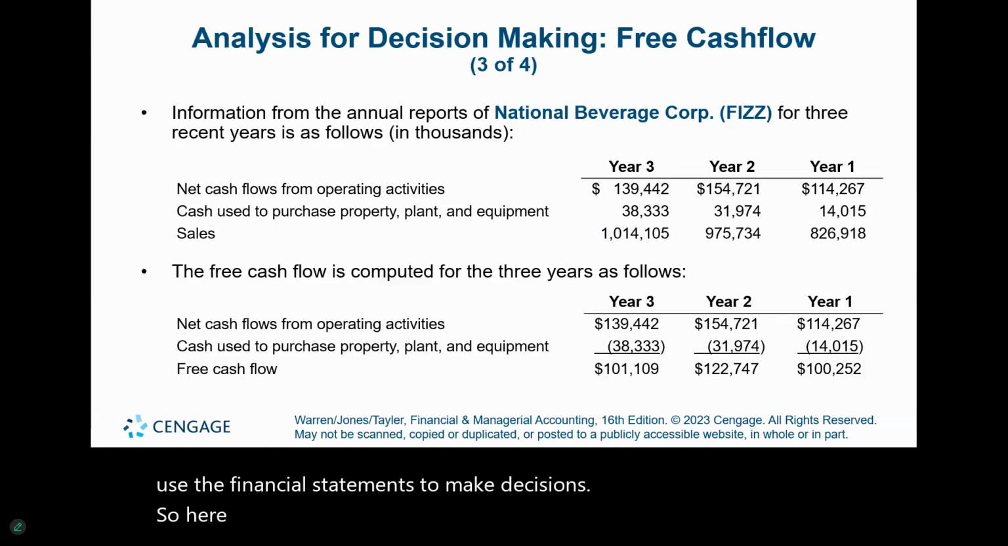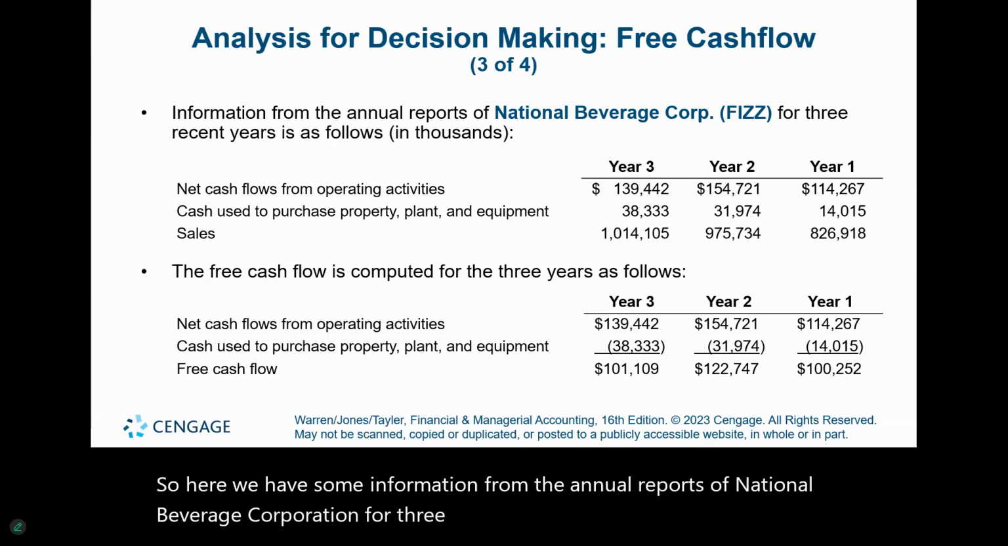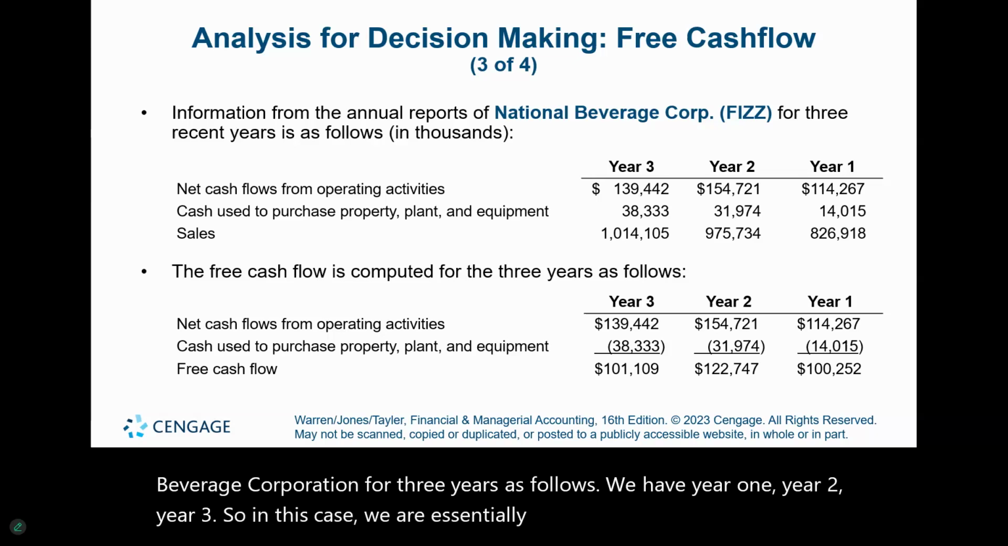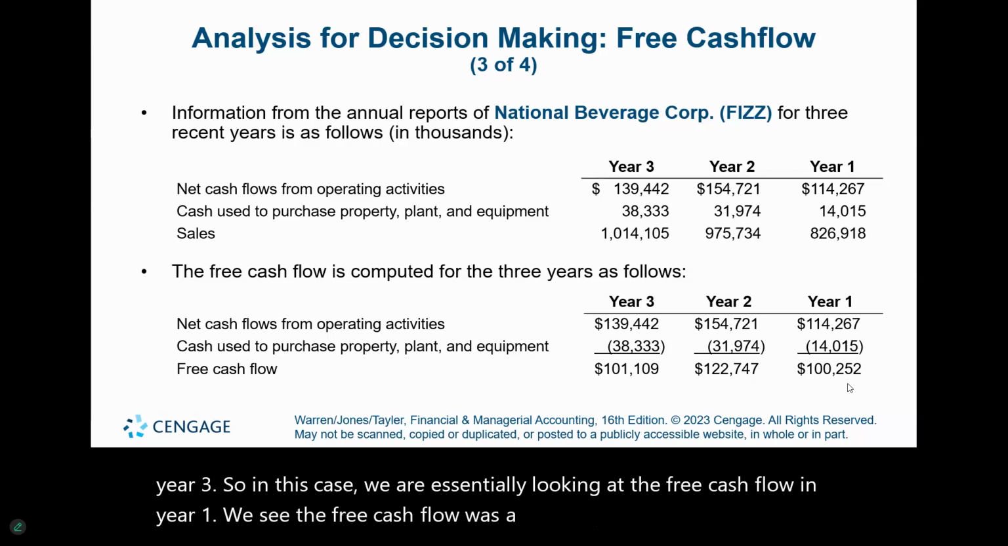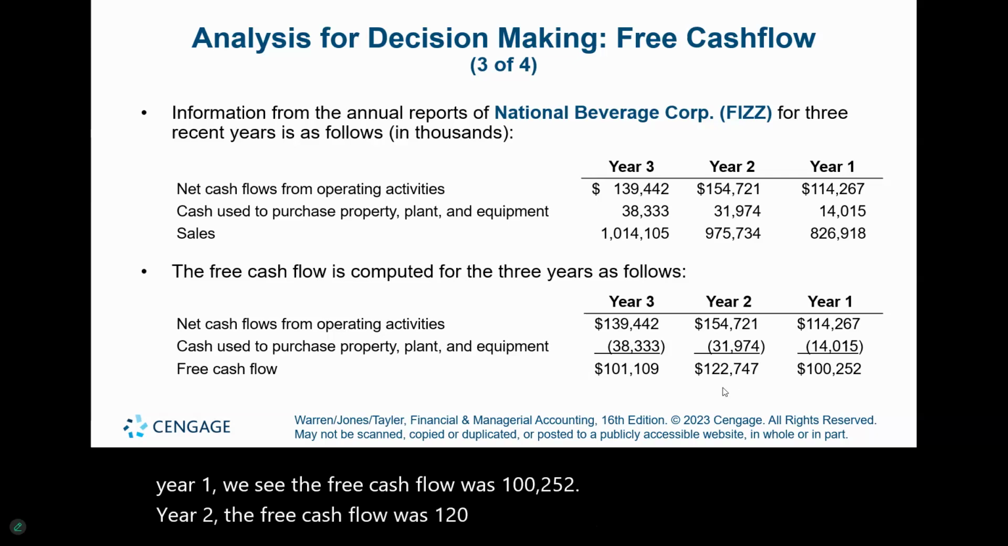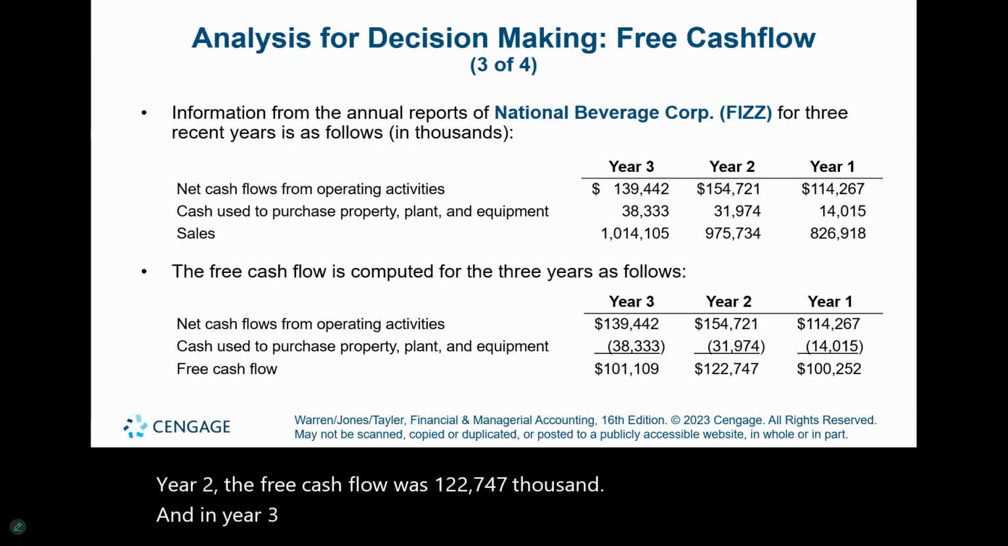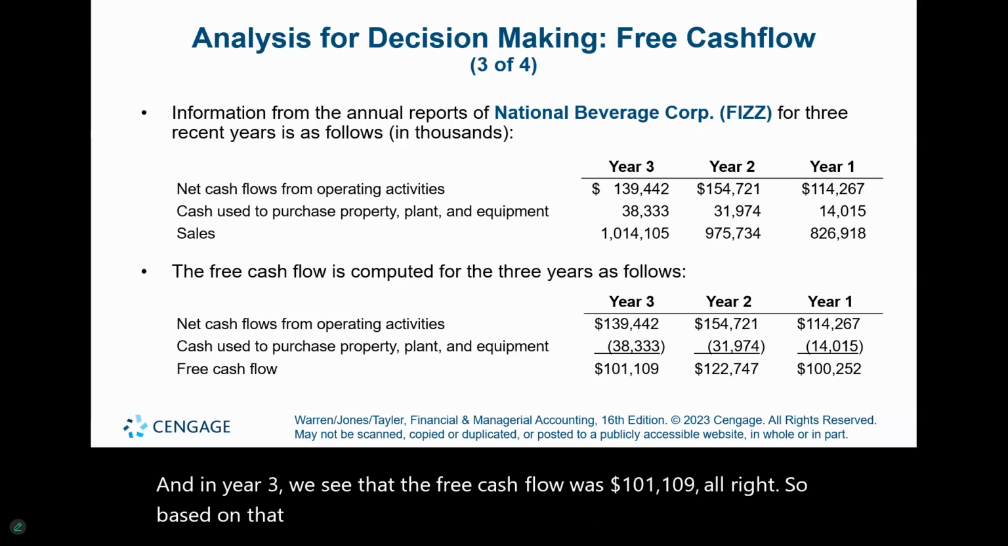So here we have some information from the annual reports of National Beverage Corporation for 3 years as follows. We have year 1, year 2, year 3. In this case, we are essentially looking at the free cash flow. In year 1, we see the free cash flow was 100,252. Year 2, the free cash flow was 122,747,000. And in year 3, we see that the free cash flow was $101,109.